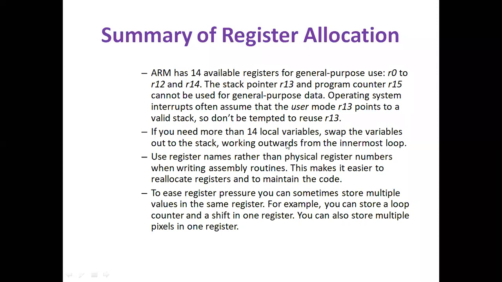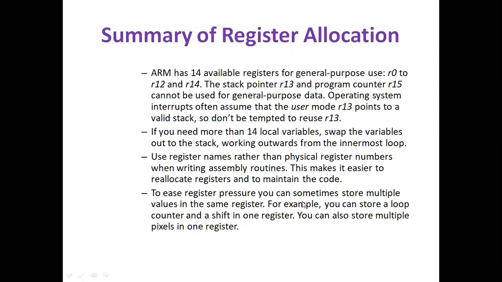We have studied how to make best use of the available 14 registers. If you have more than 14 local variables, you store them on the top of the stack, and swap in between the stack and the registers. Use register names rather than physical register numbers when writing assembly routines. This makes it easier to reallocate registers and to maintain the code, right? So you give a temporary register name while writing the program.